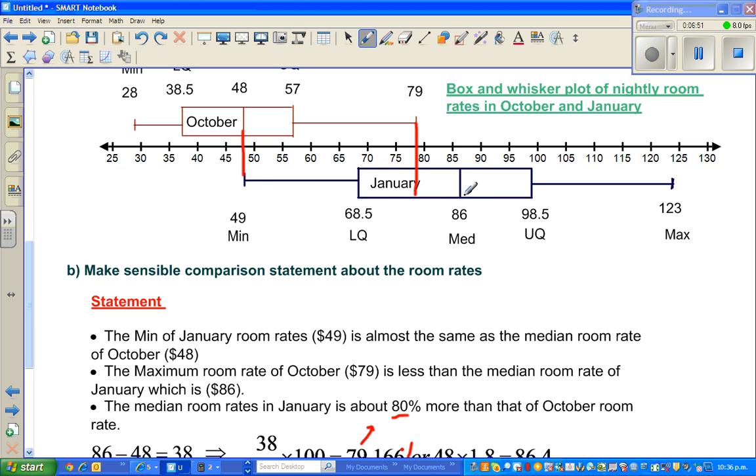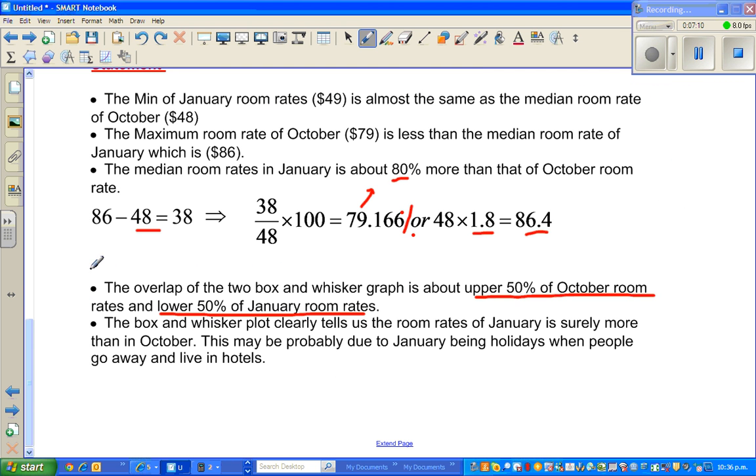It's not exact, of course. 50% of January comes from here. So the overlap, as I have said, is between the upper 50% of October and the lower 50% of January. Ultimately I made this judgment statement: the box and whisker plot clearly tells us that the room rates of January are surely more than in October. This may probably be due to January being holidays when people go away and live in hotels.